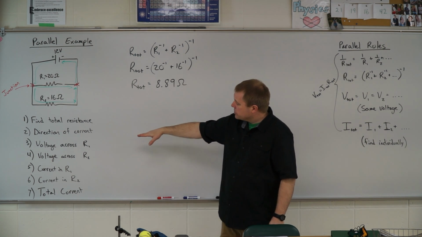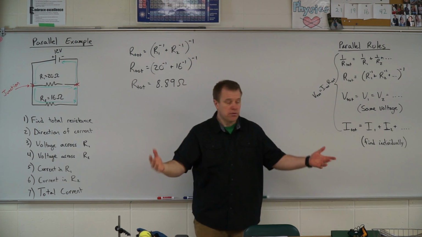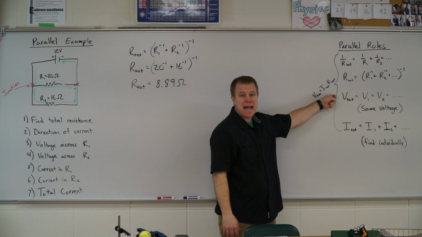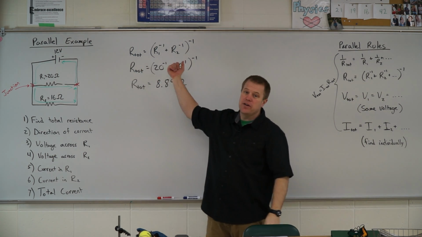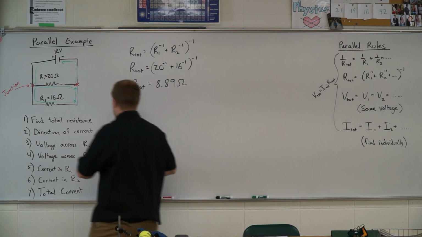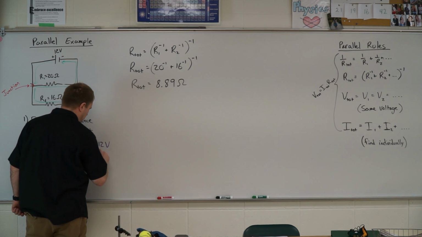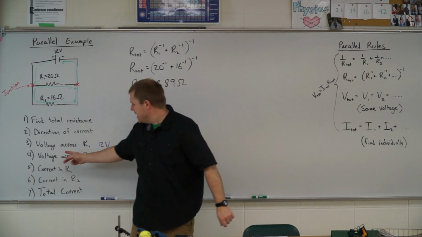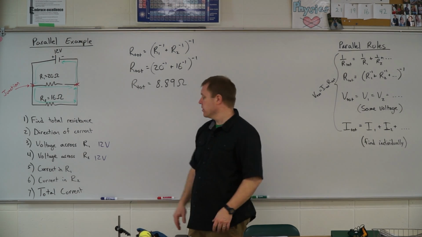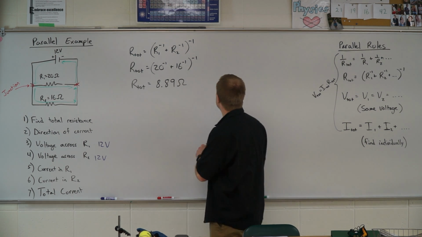Now we need to find the voltage across R1 and R2. Good for us, it is in parallel, so that means those voltages are going to be the same as the total voltage. We already know the total voltage, so we know those two are going to be the 12 volts. All right. Next, we need to find the current in each resistor. So for current, we're going to be using Ohm's law, and we're going to find those individually.